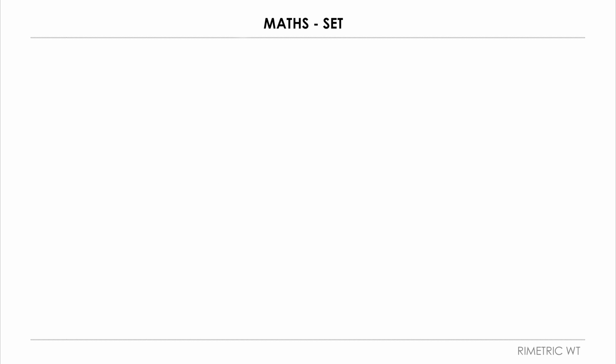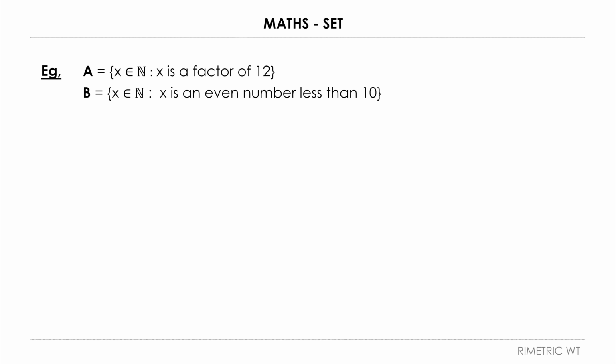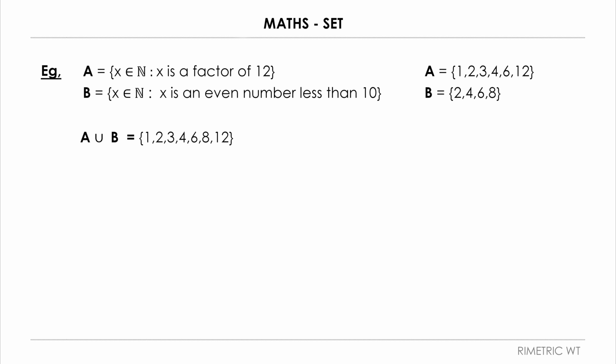Let's see these operations in an example. Here we have 2 sets. Set A has members including all factors of 12 in natural numbers, and set B has members of even natural numbers less than 10. Since these sets are expressed in a set builder method, we express them in listing method for ease of understanding. Therefore, set A becomes 1, 2, 3, 4, 6, 12, and set B becomes 2, 4, 6, 8. First, let's see union and intersection of the 2 sets. A union B becomes 1, 2, 3, 4, 6, 8, 12, and A intersection B becomes 2, 4, 6.